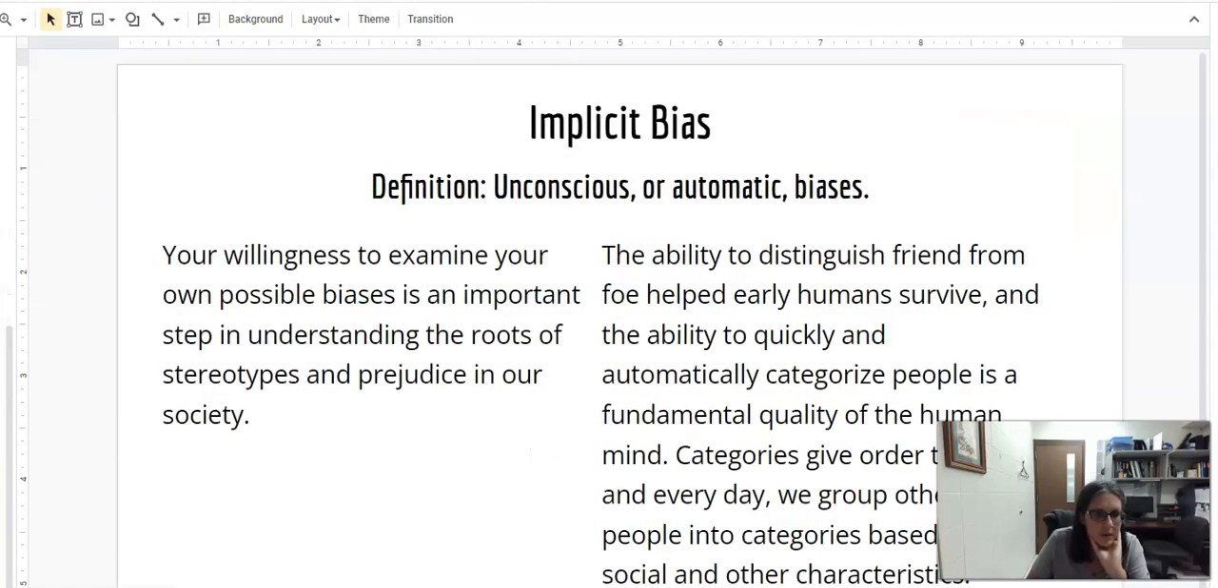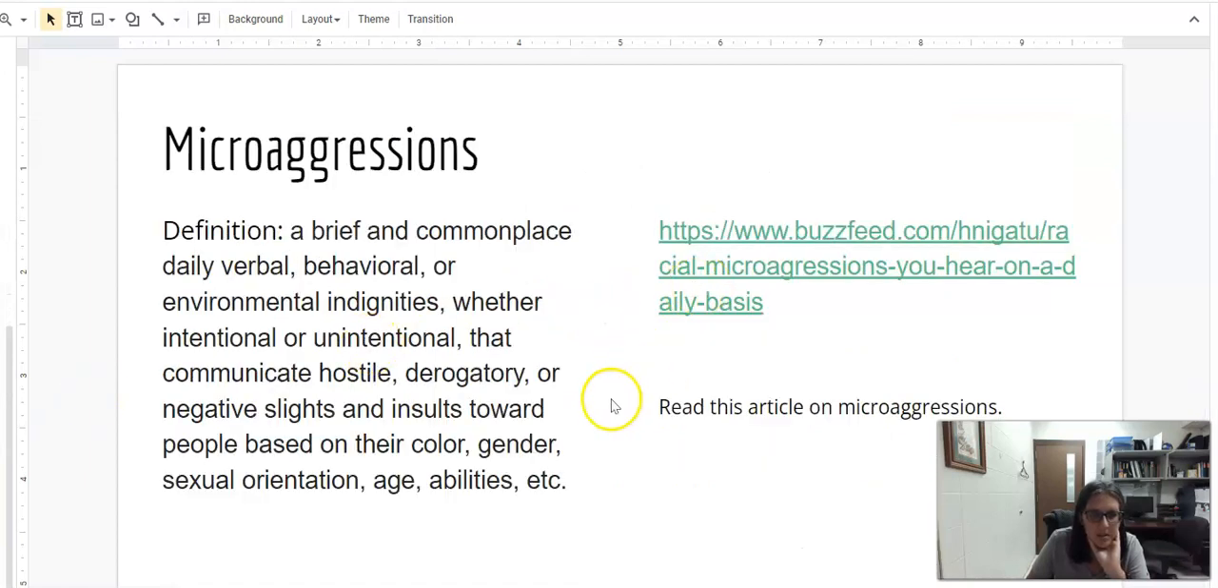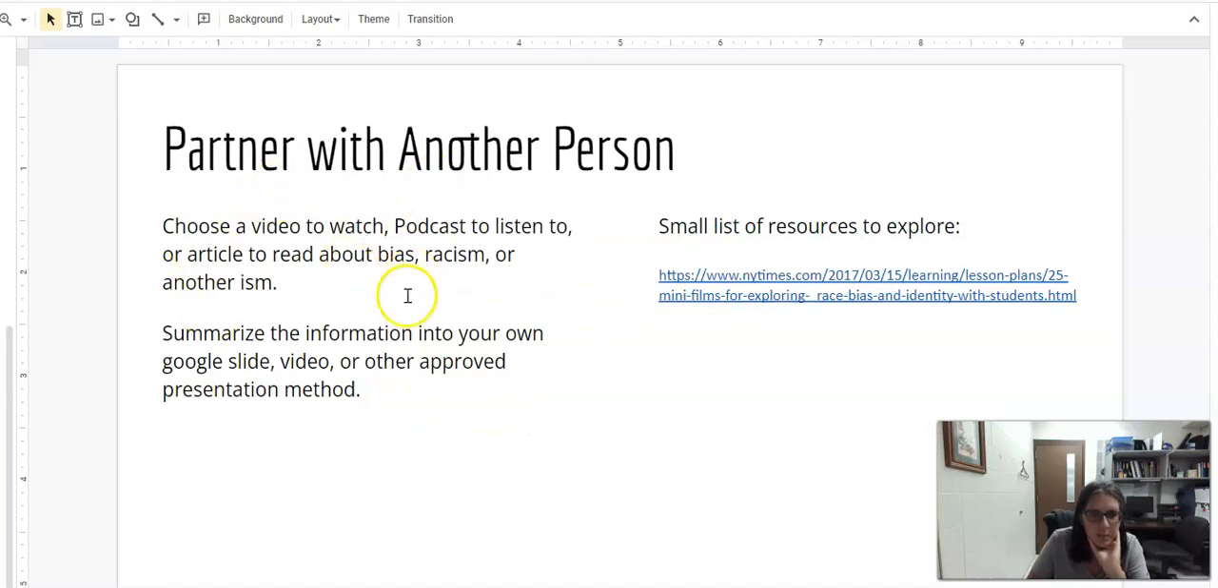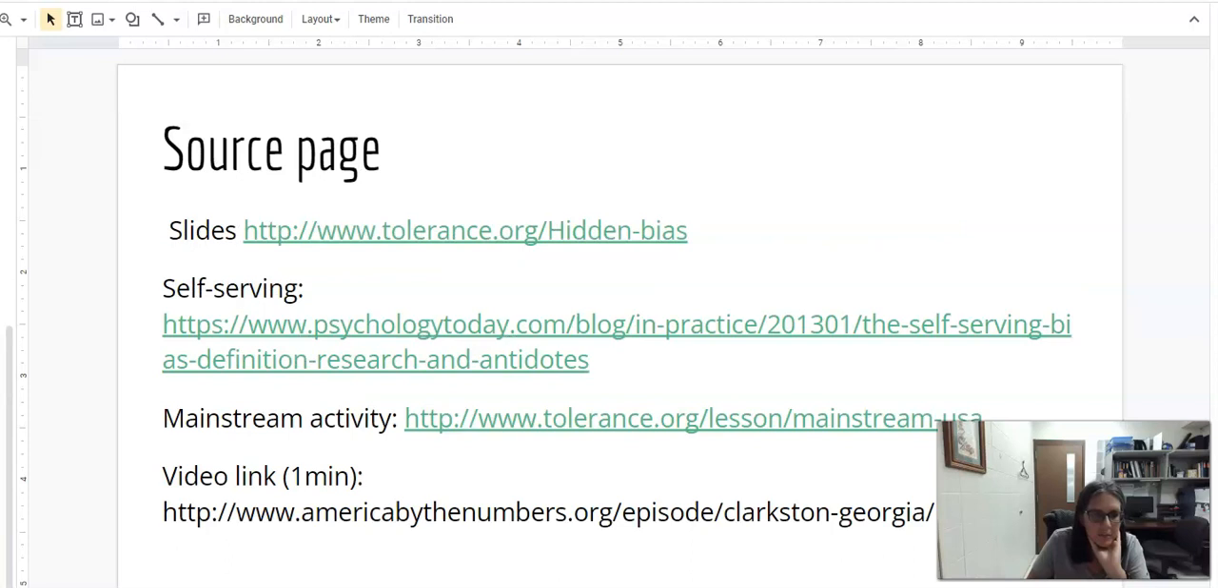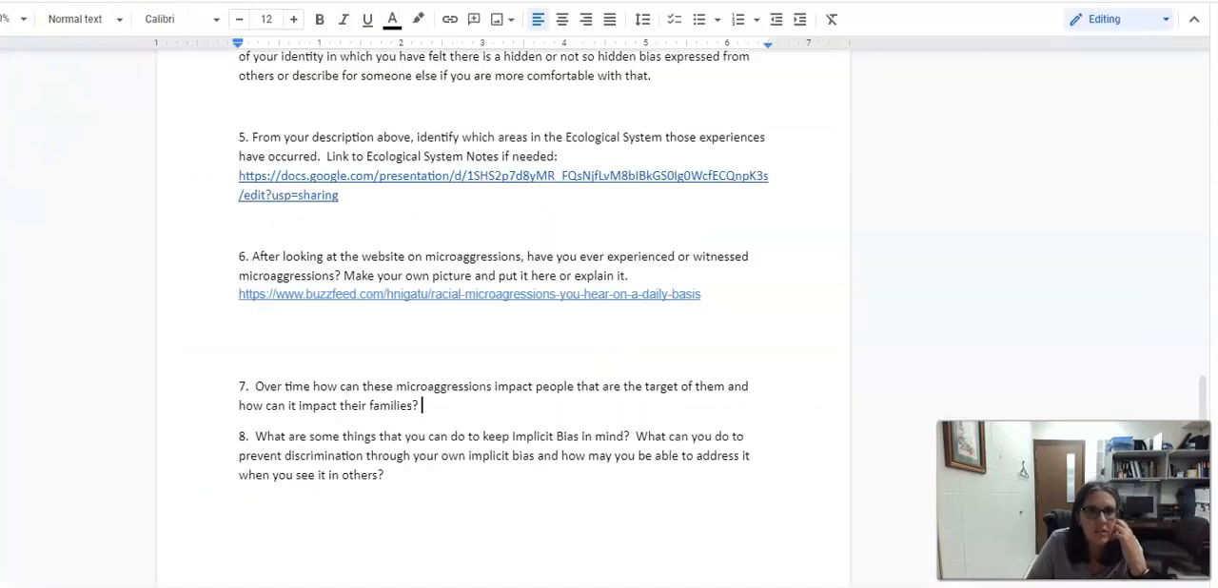I also have other microaggression materials, articles, all kinds of things. There's a partner activity with another person, but we don't do that. We're skipping that piece for this one. There are also different slides on hidden biases and self-serving bias. You can look at different pieces of that if you would like, but you don't need to.